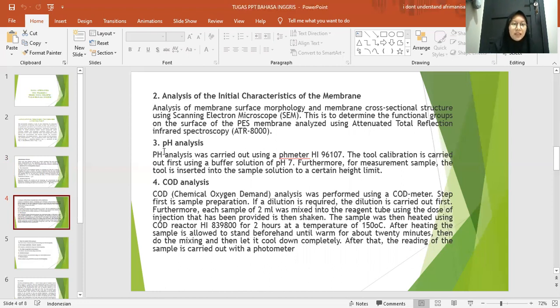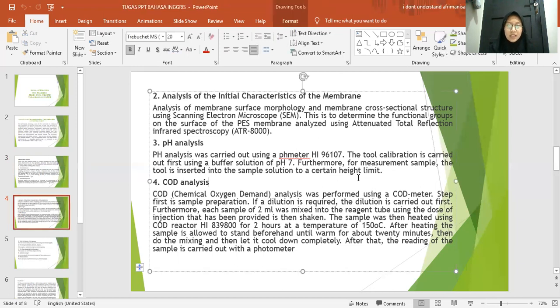Number 3, pH analysis. pH analysis was carried out using a pH meter. The tool is calibrated first using a buffer solution of pH 7. Furthermore, for measurement of the sample, the tool is inserted into the sample solution to a certain depth limit.